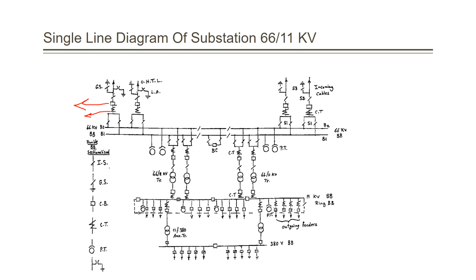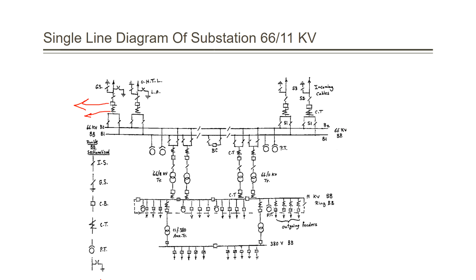And we have here the symbols which we have used: isolating switch, grounding switch, circuit breaker, current transformer, potential transformer, and the lightning arrestor. All of these components are called what? They are called switchgear. Switchgear is any component which is involved in the switching actions.